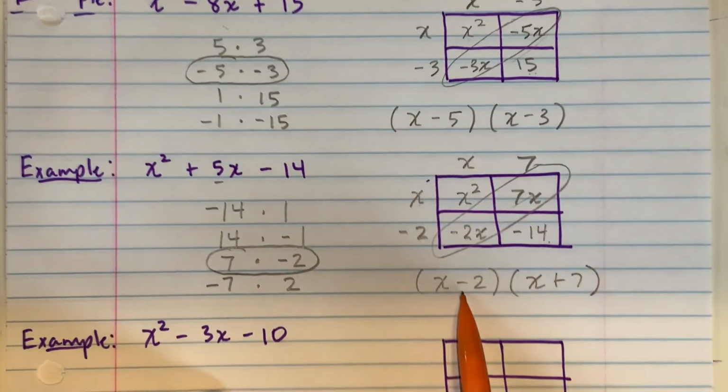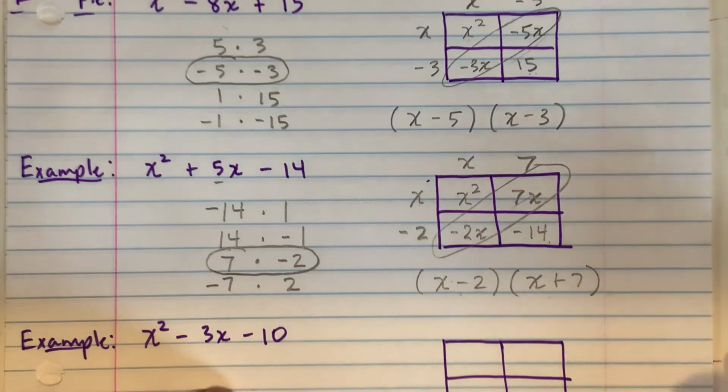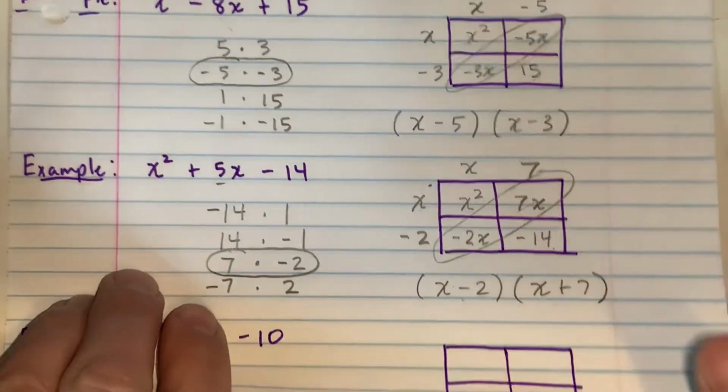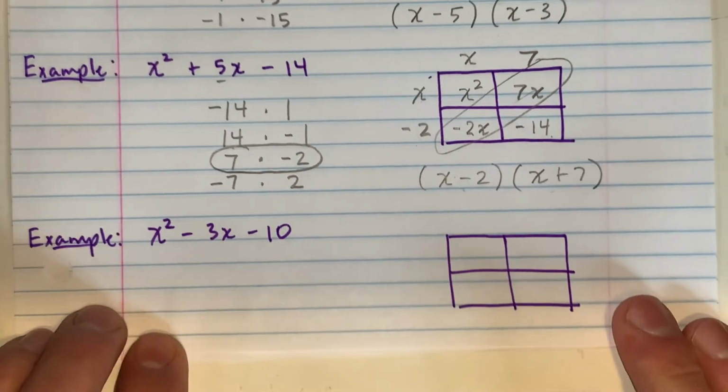And again, you're probably noticing sometimes I put this one first, sometimes I put this one. It doesn't matter. You can put the x plus 7 here and the x minus 2 there. It doesn't matter. Multiplication is commutative. All right, last example. How about if they're both negative terms here?